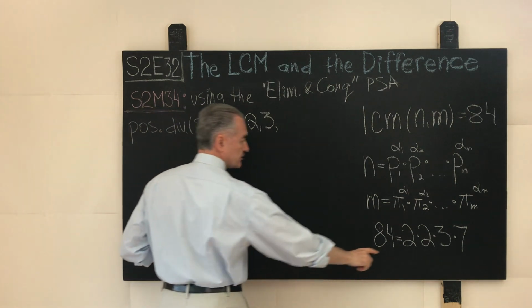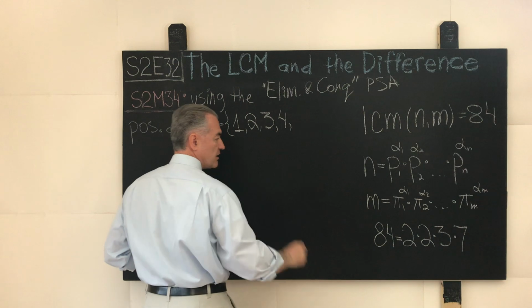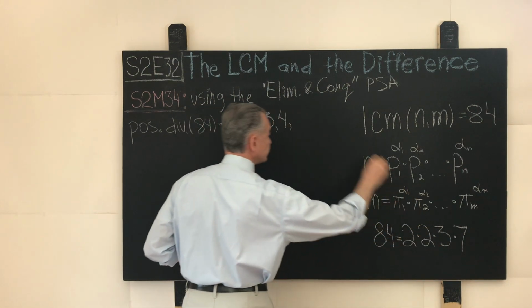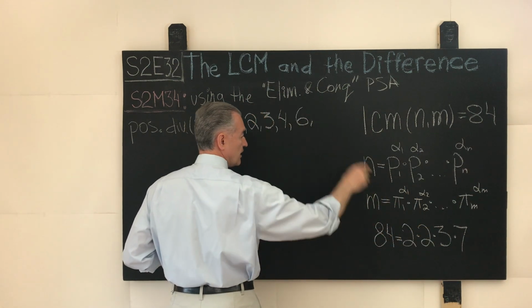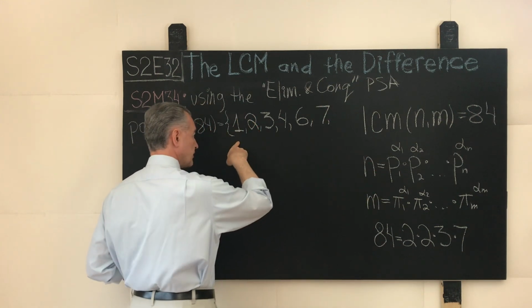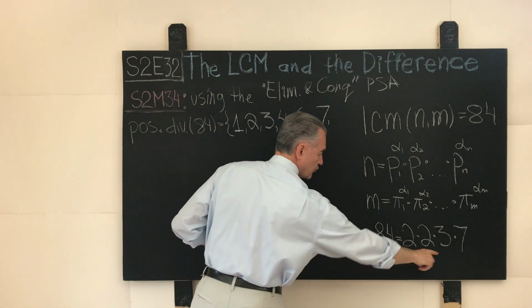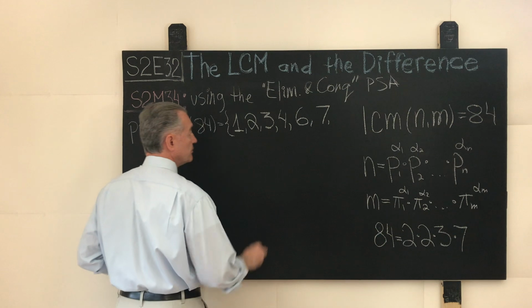What do we have next? We have 2 times 2 is 4. Then what do we have? 2 times 3 is 6. Then we have our number 7. We'll continue over here. 2 times 2 is 4. 4 times 3 is what? 12.